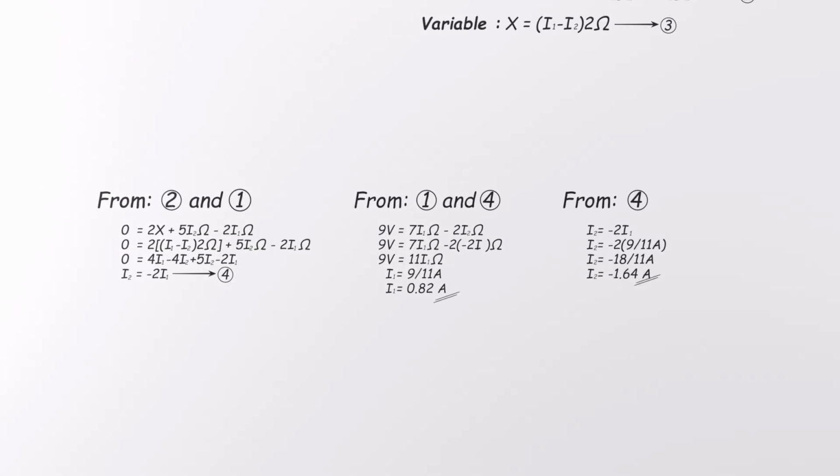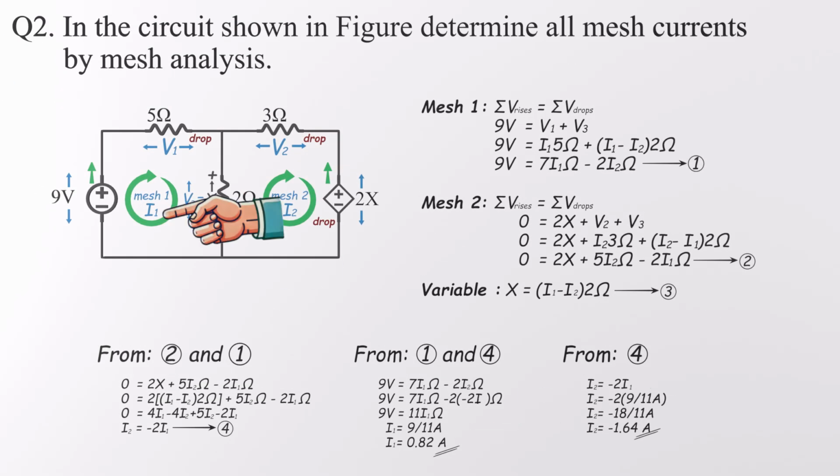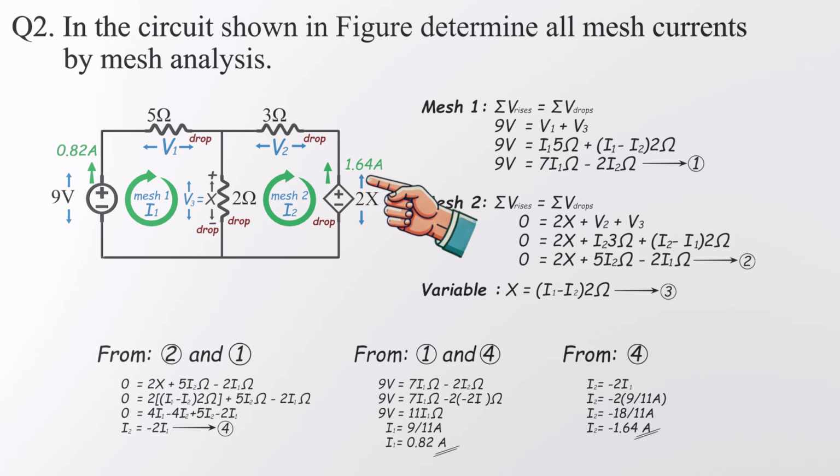Now let's interpret the results. I1 current flows in mesh 1. That means from the 9 volts independent source, I1 comes out, which is 0.82 amperes flows out, matching our assigned direction. But I2 came out negative, which tells us the actual current flows opposite to the direction we originally assigned. In other words, the current flows out of the positive terminal of the dependent voltage source, just like we expect from a power supplying element. Mesh analysis complete.